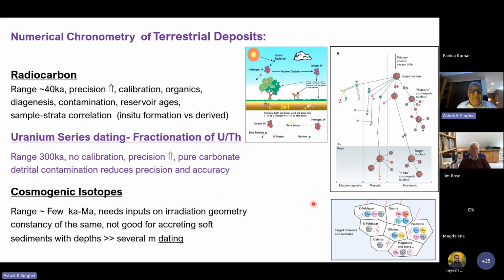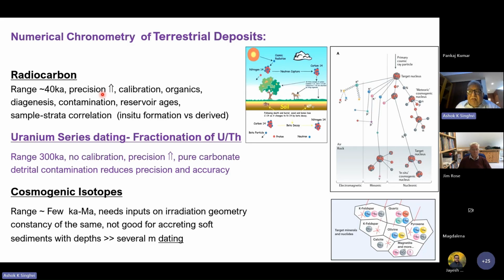And one of the important things in this context is that we essentially look at time scales of processes: what happens and when it happens, how long it stays. So there are three main important methods to date deposits on the Earth. One is radiocarbon, the second is uranium series dating, and third is cosmogenic isotopes. Radiocarbon dating goes to 40,000 years.